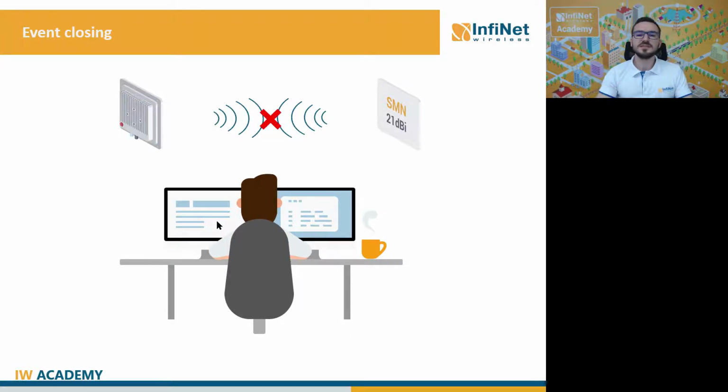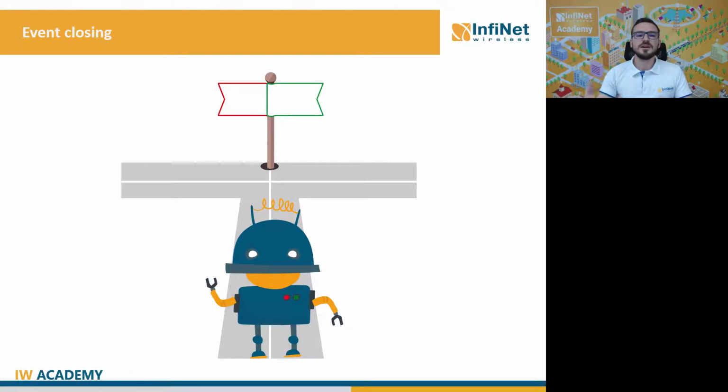There are 3 ways in which an event can be closed. First, if the operator notices that the problem is no longer present, he can resolve the event manually from the user interface by simply changing the event status to resolved. Then the event can be automatically closed by InfiMONITOR if the closing condition is met. Let's look at an example.